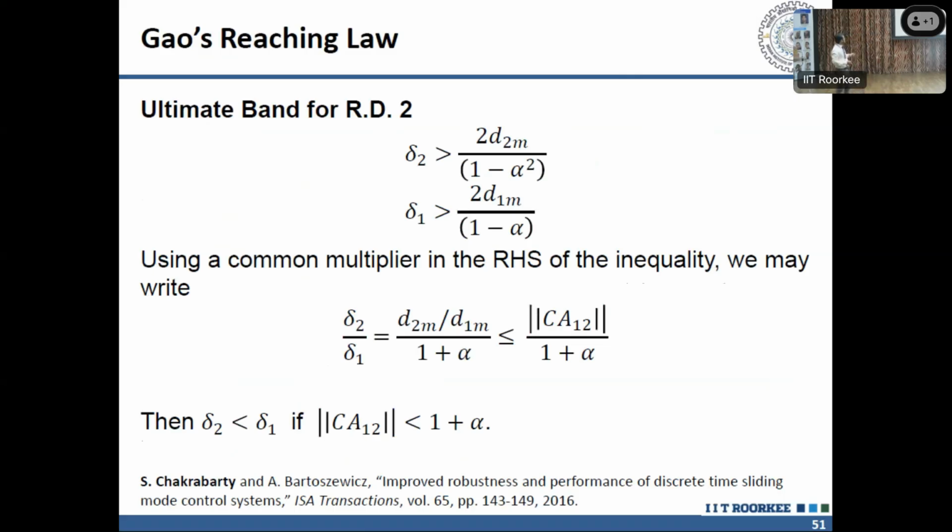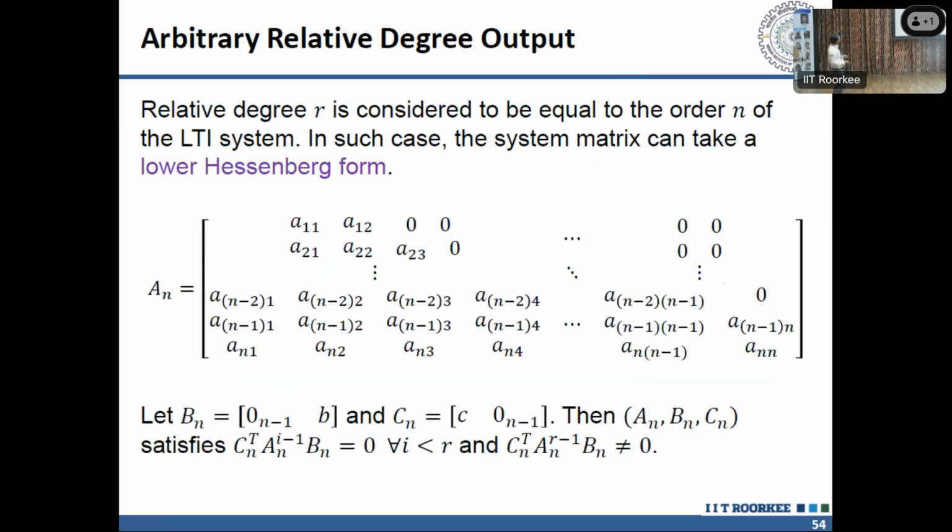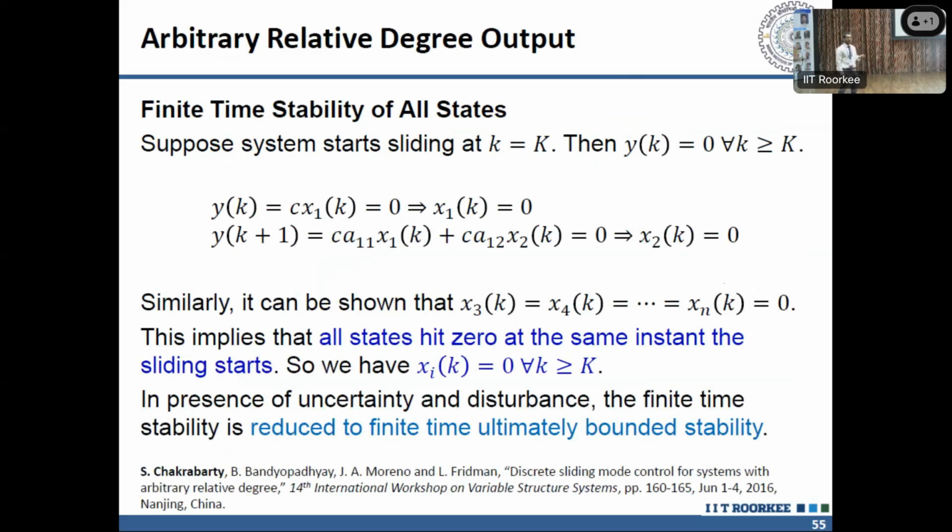That we can see in the simulation also. The control law is also less energy for RD3. So I will just quickly finish this. This is for arbitrary relative degree output, and this analysis was done only with the 15 shaping. And we can take a general system of nth order which has a lower Hessenberg form. It will work for that, and we can have the B and the C like this. Then only having the B and C like this will ensure that the relative degree is n. So we are working with a nth order system, and the relative degree is also n.